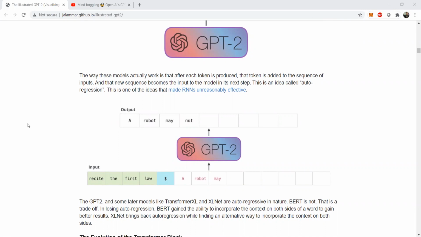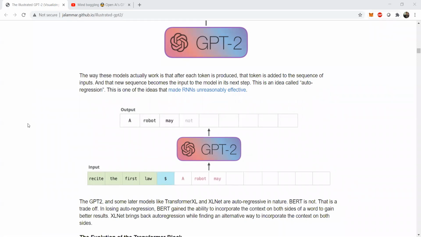Another difference is that these models, whatever we consider regarding GPT, like GPT-1, GPT-2, and even GPT-3, are autoregressive models. The main working functionality of an autoregressive model is that after each token is produced, that token is added to the sequence of inputs, and this sequence of inputs is in turn fed to the next step, the next layer, right? In this way, this entire sequential process continues. Autoregressive models have the idea that when a token is output at a particular layer, that becomes the sequence input to the next layer.